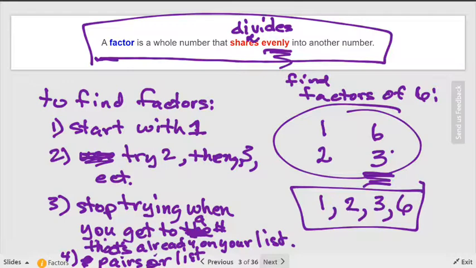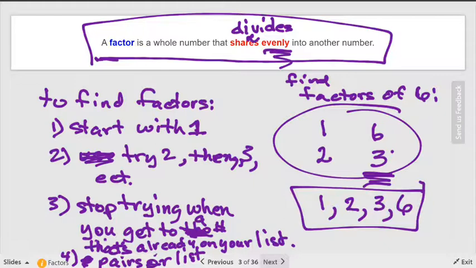But you don't need to try any number that you already have. That's how you know when to stop. But that'll only work if you go in numerical order, though. If you start bouncing around, that doesn't work. You're never going to know when to stop. So do it in numerical order. 1, 2, 3, etc.